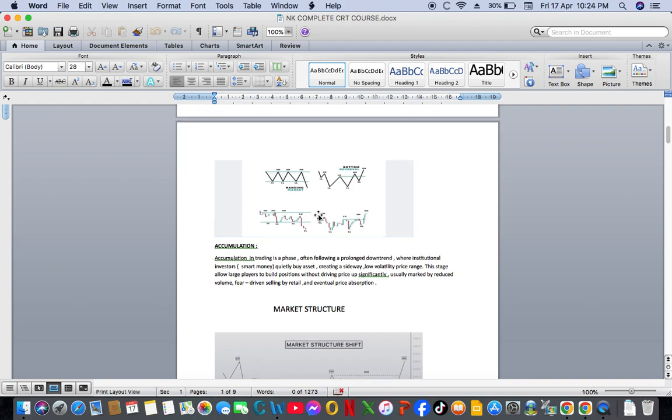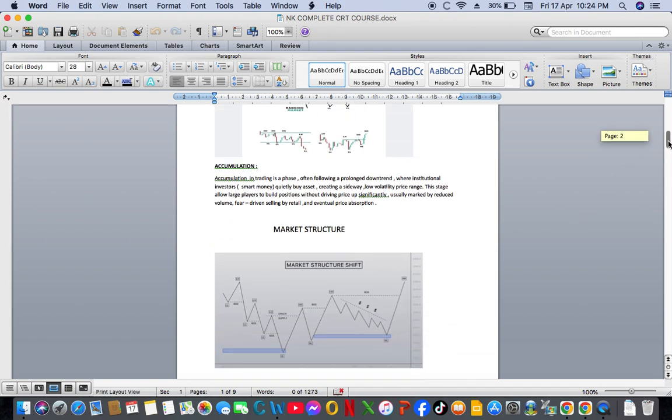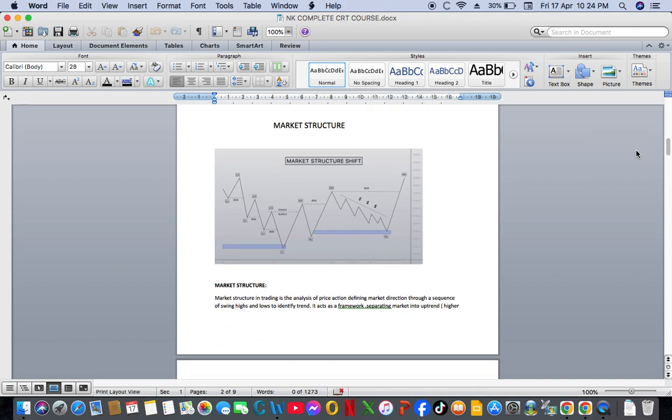Now, what is accumulation? Accumulation in trading is a phase often following a prolonged downtrend, where institutional investors, smart money, quietly buy assets and create a sideways, low volatility price range. Low volatility price range means the market is not buying and not selling; it's just in a particular range, that's it.